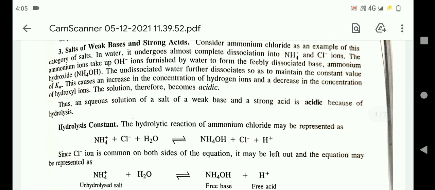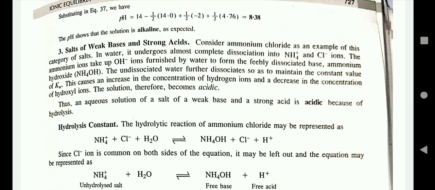Salt of a strong acid and a weak base. Consider ammonium chloride as an example of this category of salt. In water, it undergoes almost complete dissociation into NH₄⁺ and Cl⁻ ions. The ammonium ions take up hydroxide ions furnished by the water to form the undissociated base ammonium hydroxide. The water further dissociates so as to maintain the constant value of Kw.